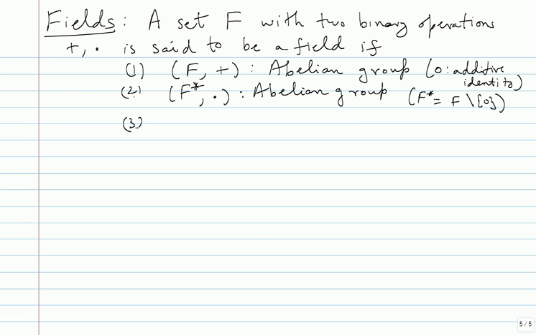F with plus has to be an abelian group. F star with dot has to be an abelian group. So there is nothing that relates the two. Then you would have the distributive relationship. A dot (B plus C) should be equal to A dot B plus A dot C for all A, B, C in F.